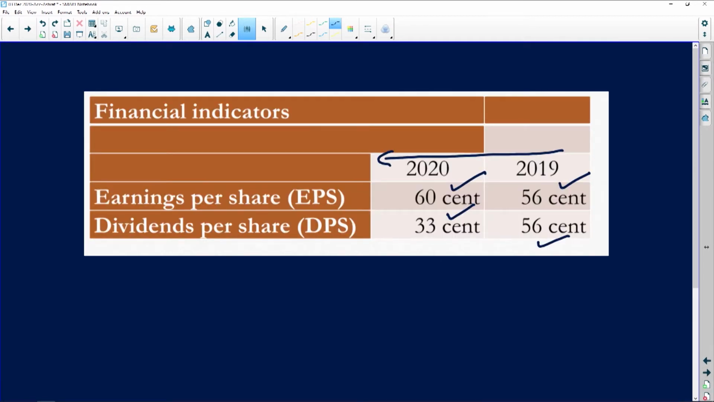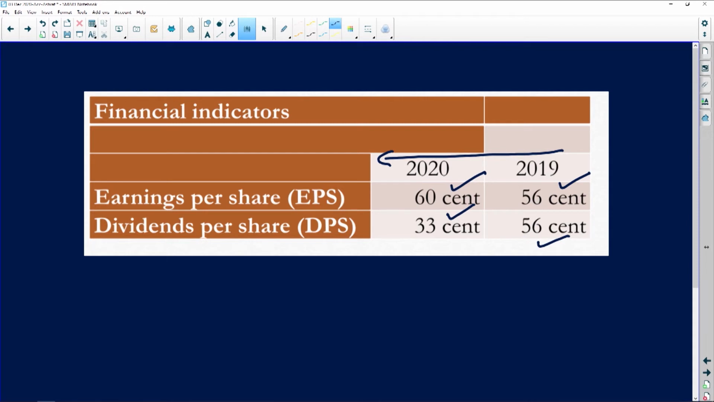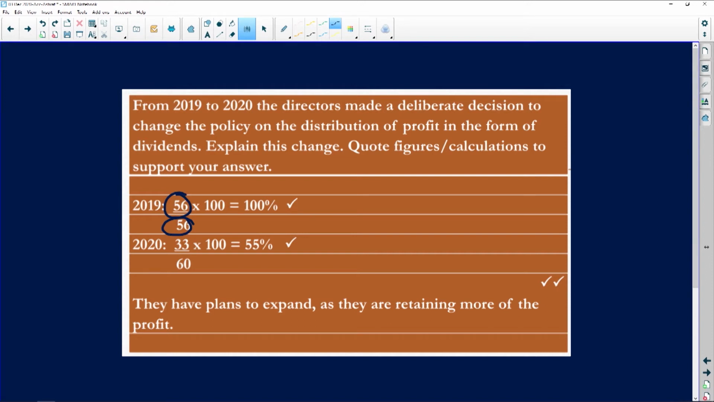So basically what they're talking about here is your dividend payout policy. I repeat, your dividend payout policy. Let's look at it. 2019, you took your dividends per share, which was 56, over your earnings per share, which was also 56. Remember, it's dividends per share over your earnings per share, multiplied by 100 to express it as a percentage. So there we go. You got 100%.